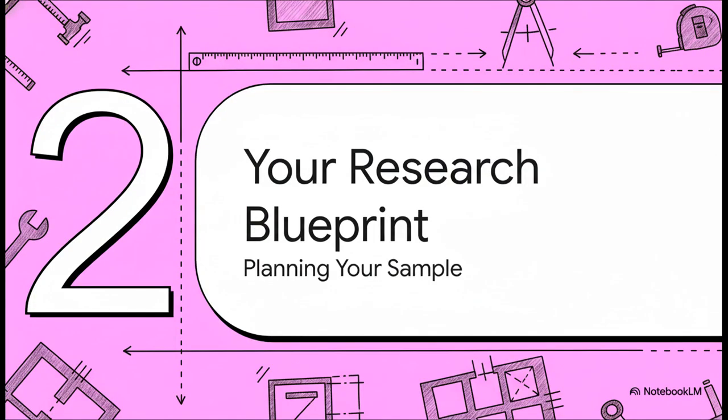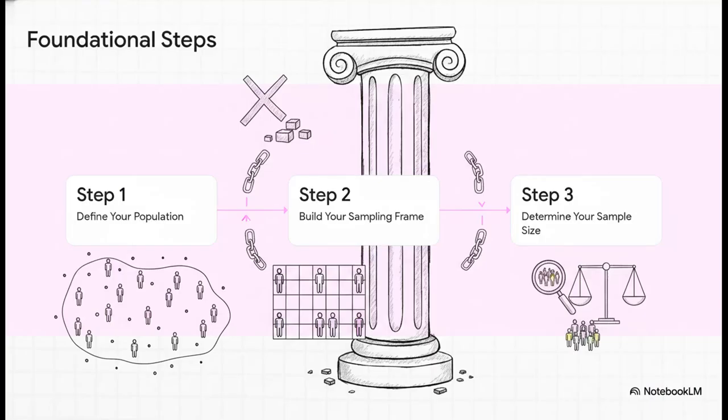So before you even think about picking anyone to be in your study, you need a rock-solid plan. And this isn't guesswork, okay? Think of it like the architectural blueprint for your study's credibility. There are 3 steps here that are just non-negotiable. You can't skip them. Each one builds on the last. And trust me, if you skip one, you're just asking for major problems later on.